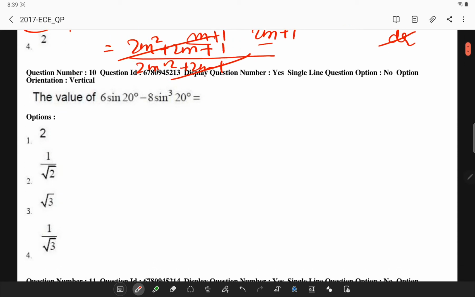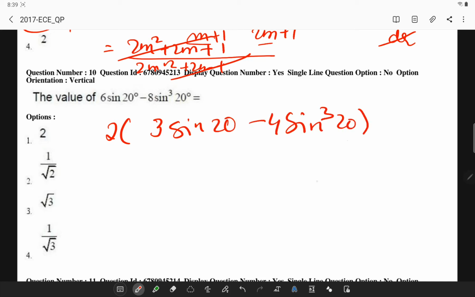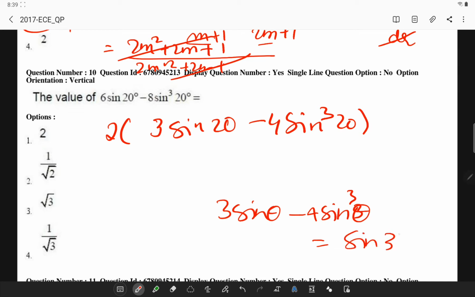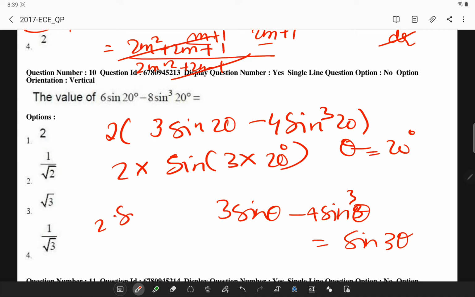Next, what is the value of 6 sine 20 degrees minus 8 sine cube 20 degrees? So if I take 2 common, I will be having it in the form of 3 sine 20 minus 4 sine cube 20. So if you remember, 3 sine theta minus 4 sine cube theta is simply sine 3 theta. So here theta value is 20 degrees. So this is simply 2 into sine 3 into 20 degrees, or 2 into sine 60, or 2 into sine 60 is root 3 by 2. So I will be having root 3.